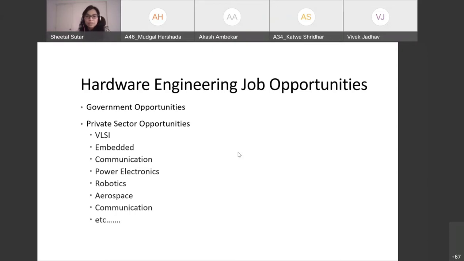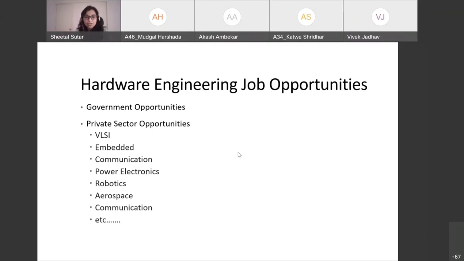Also, embedded would be application oriented: you have certain components and a certain problem statement in front of you, and to give a solution for that problem, you use already developed components and design a solution out of them. That would be embedded.